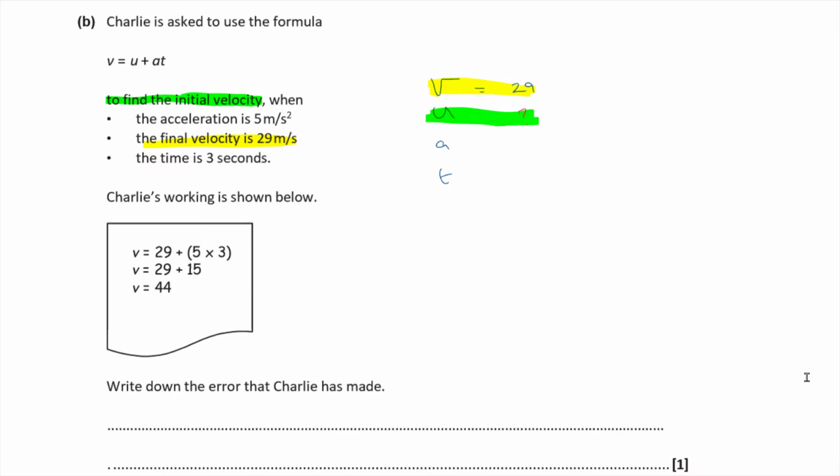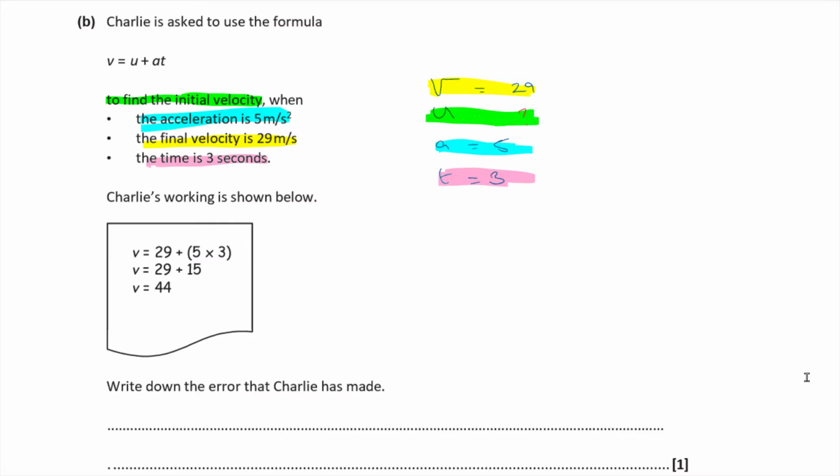A is the acceleration, and the acceleration we're told is 5. And then finally t is the time in seconds, and that is equal to 3. Okay, so it's just a matter of plugging those into the equation, isn't it? So can you see the error that Charlie has made then? Well, he has put in 29 as the value of u, when actually 29 is the value of v.